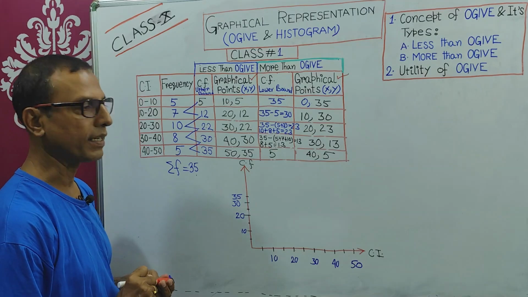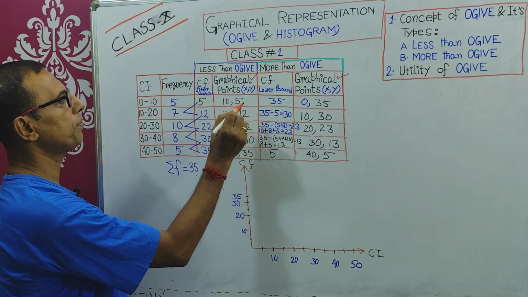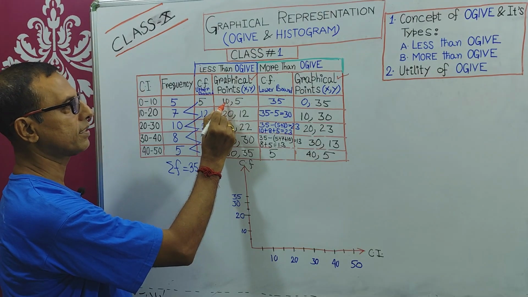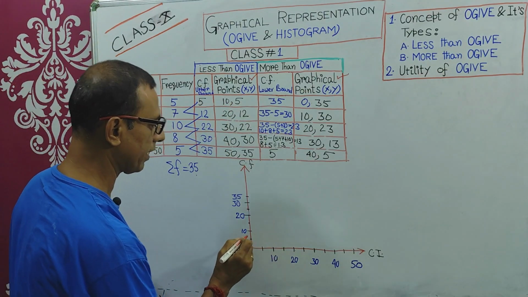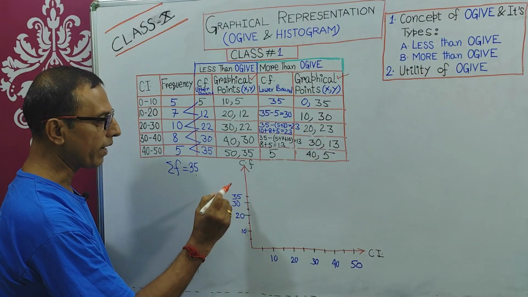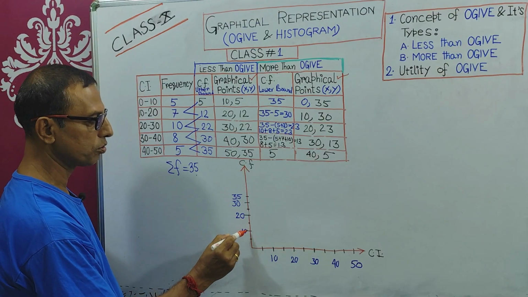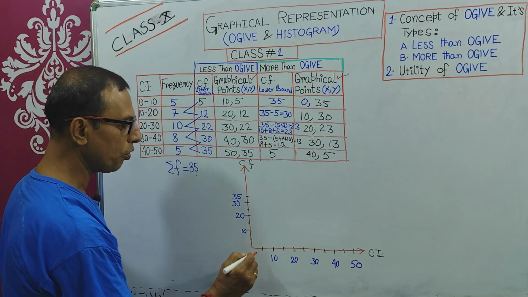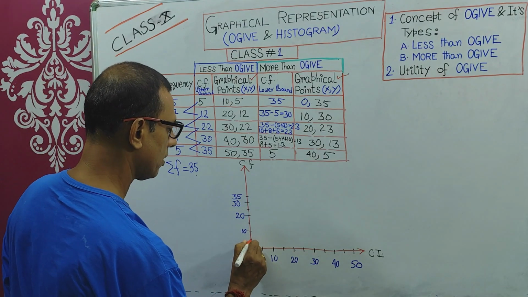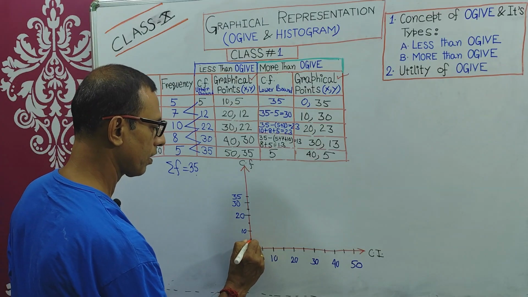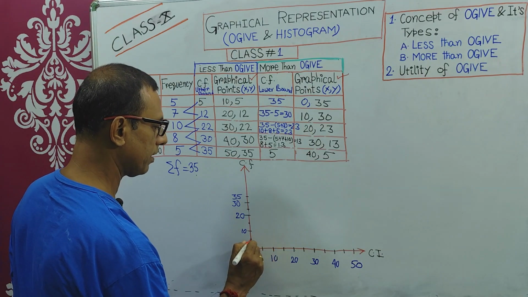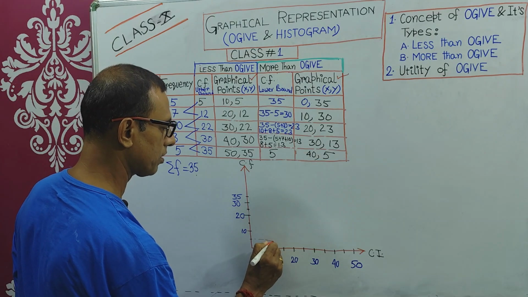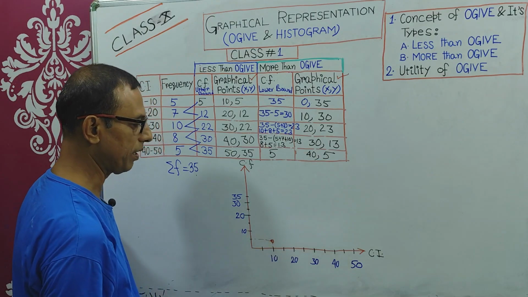Now let's plot the data for less than ogive. Less than ogive we see 10, 5. Along the x-axis 10, along the y-axis 5. And similarly, along the y-axis there is a cumulative frequency, also it is 5, 10, 15, 20, 25, 30, 35. So 10, 5. That means this is 5. This is 10, this is 5. Along the y-axis, this is 5. So actually this point is 10, 5.